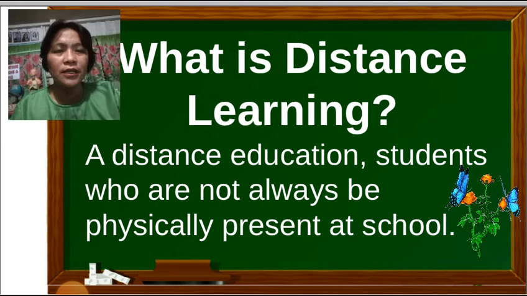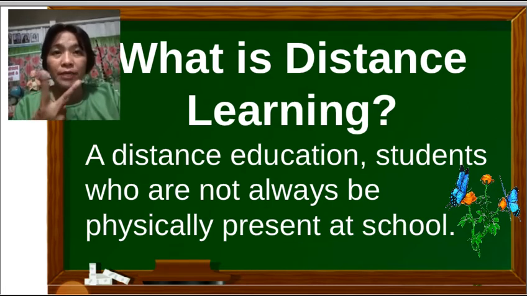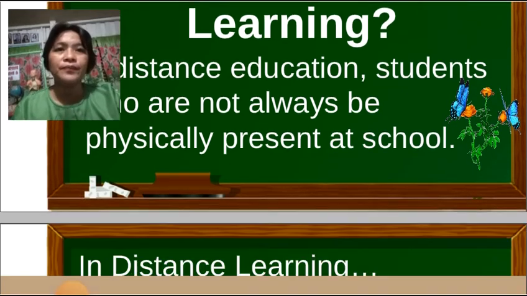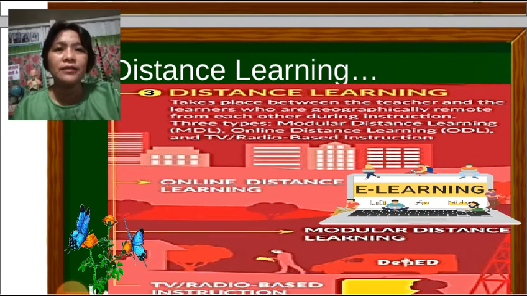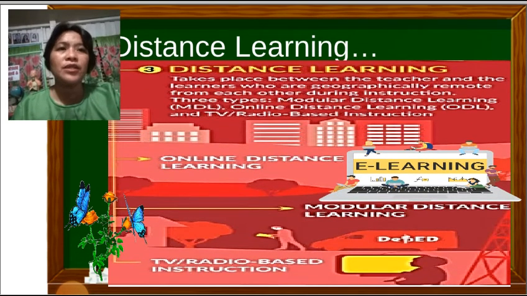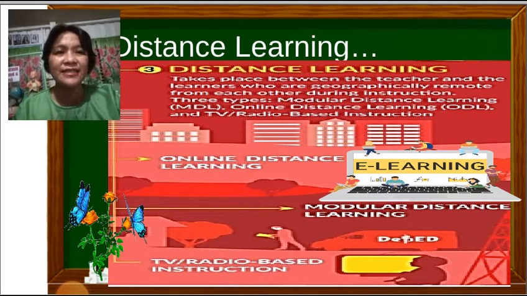Next, what is distance learning? In distance education, students are not always physically present at school. That means the students and the teachers are separated, or remotely present. Distance learning takes place between the teacher and the learner who are geographically remote from each other. So this instruction is called distance learning.